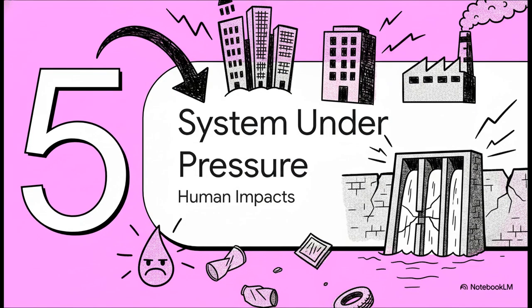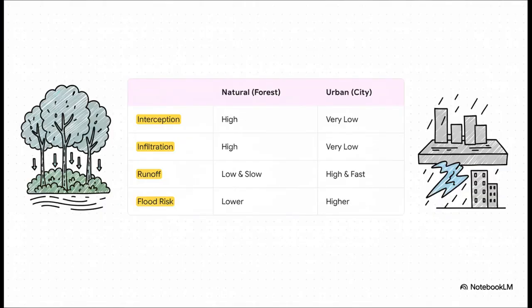But here's the thing. This elegant natural journey is very rarely left untouched. Human activity can radically alter the path our raindrop takes, and it puts the entire system under a lot of pressure. And this right here shows you everything you need to know. On the left, in a natural forest, you have tons of interception by trees and high infiltration into the soil. That means runoff is low and slow, and the flood risk is much lower.